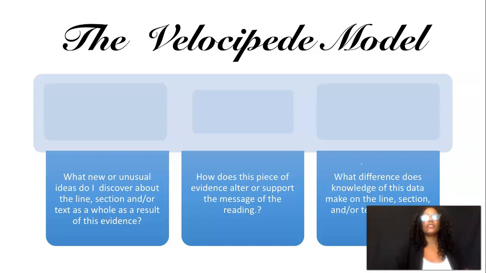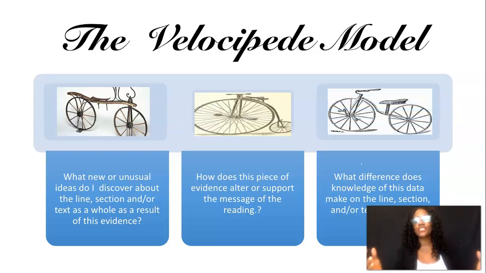So then there's the Velocipede model. And in this one, you can see there are different types of bikes. You've probably heard of the Saming Matter. This is my version of it. The bicycles, this is the very first bicycle, and then we know what it looks like today. So the first way to reach the analysis is, what new or unusual idea do I discover about this line or this section or the text as a whole as a result of my evidence? When you answer that question, that will help you achieve your analysis.